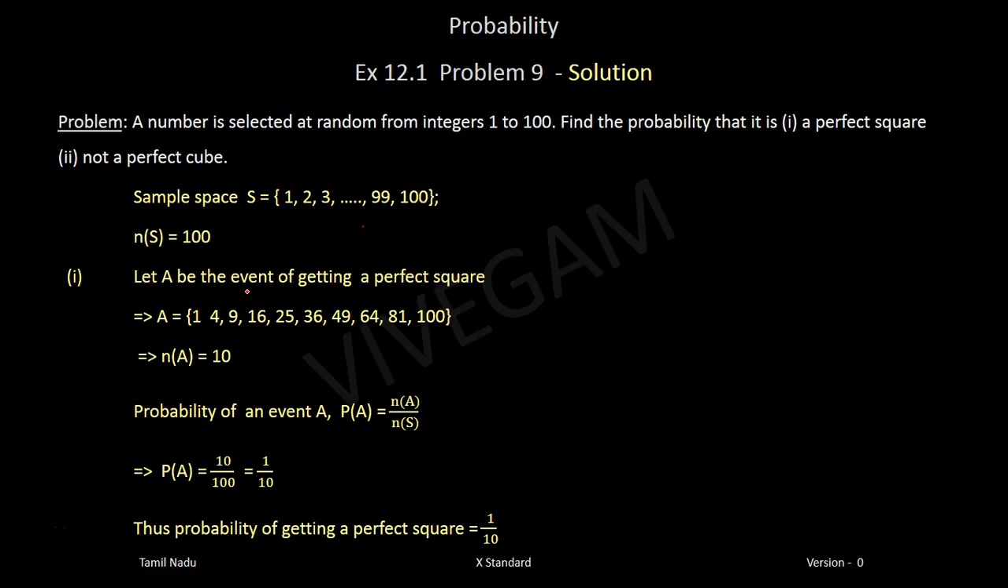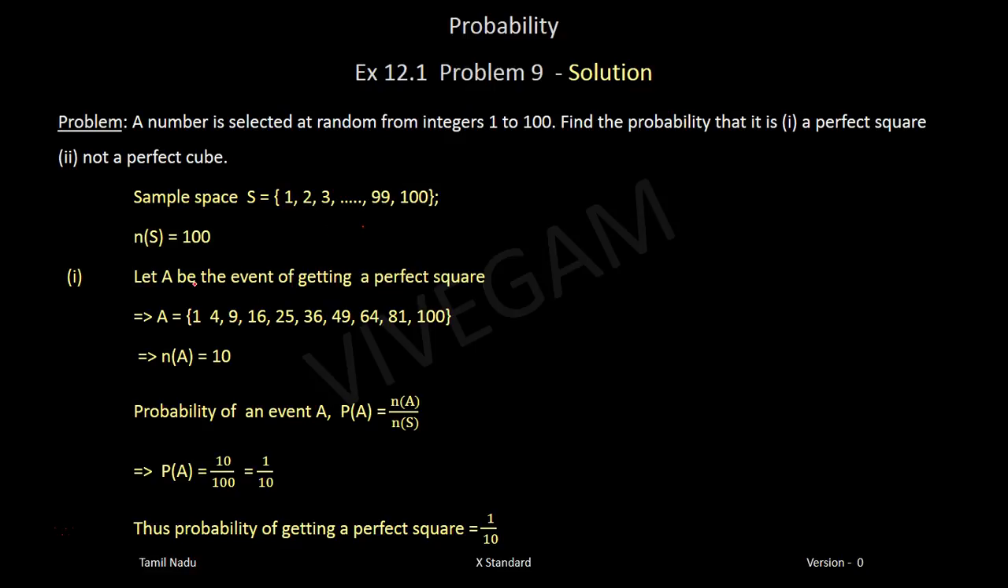Okay. Next, let A be the event of getting a perfect square. How many perfect squares are here? 1 is a perfect square. Then 4 is a perfect square. 9 is a perfect square. 16 is 4 square. 5 square. 6 square. 7 square. 8 square. 9 square. 10 square. So, these are all the perfect squares which are sitting inside this sample space, right?